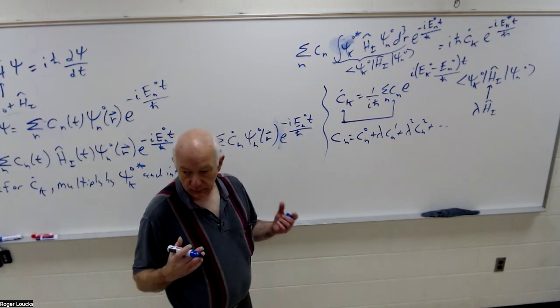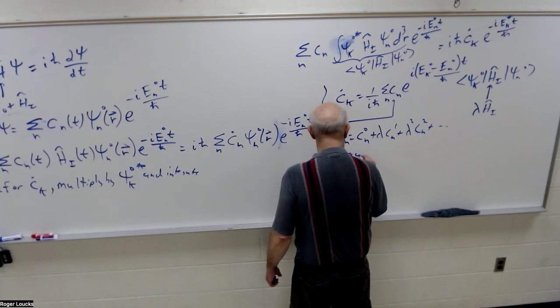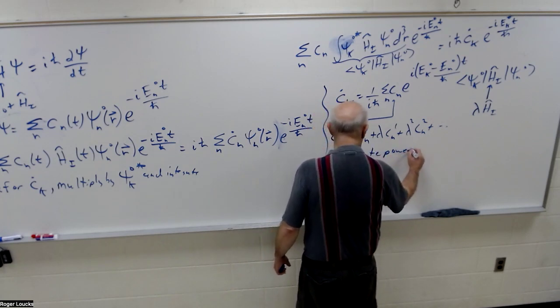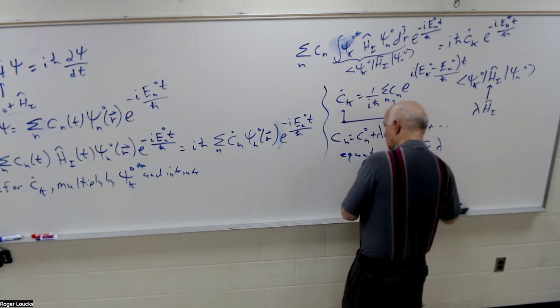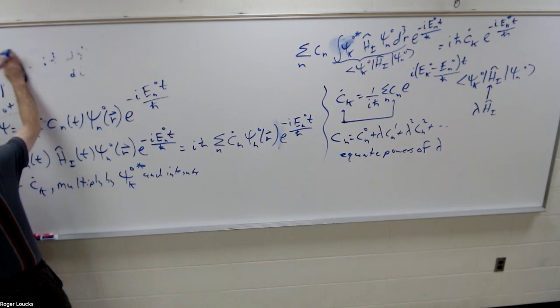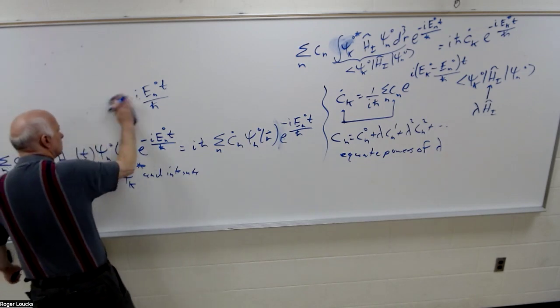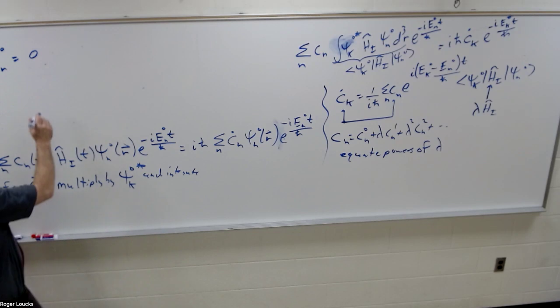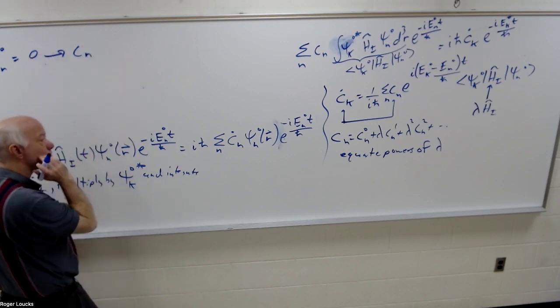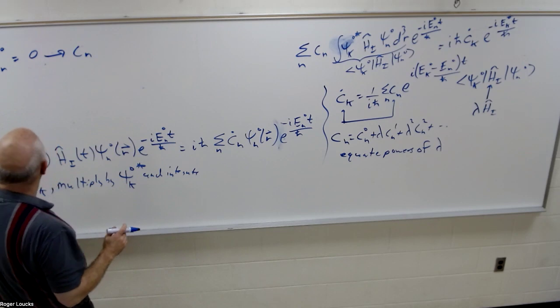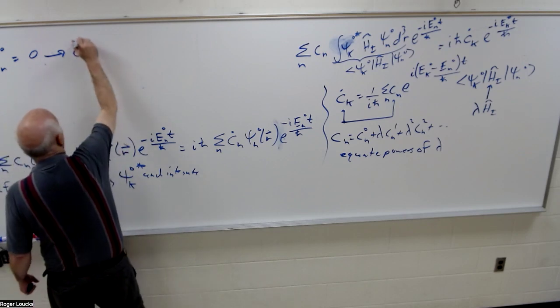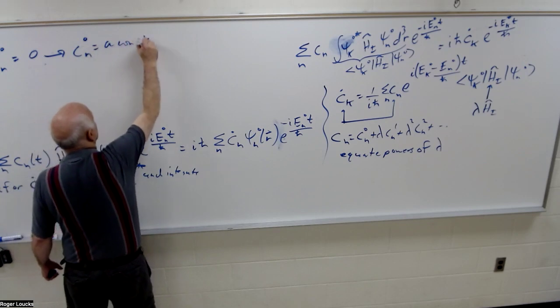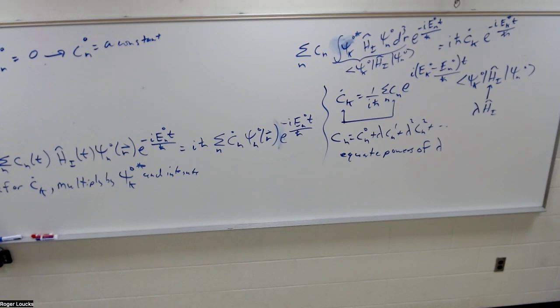And then we equated powers. When we did that, we ended up with Cn0 dot equaling 0, and so that means that the Cn0 is constant. Now, what did we say those Cn0 represent?